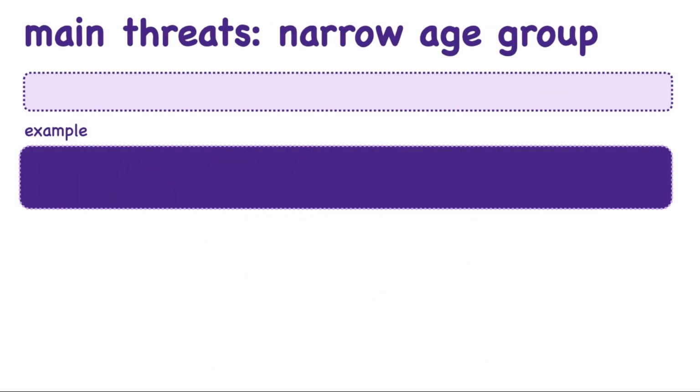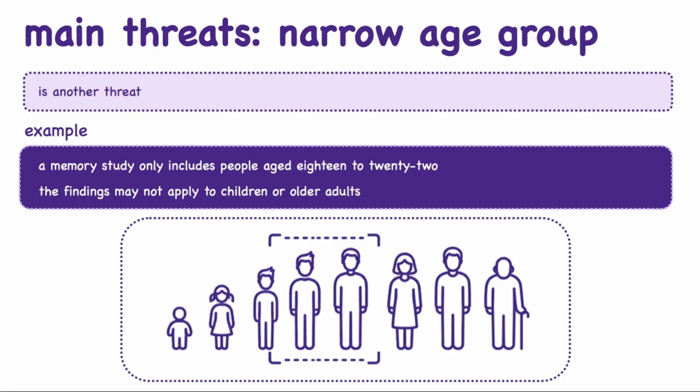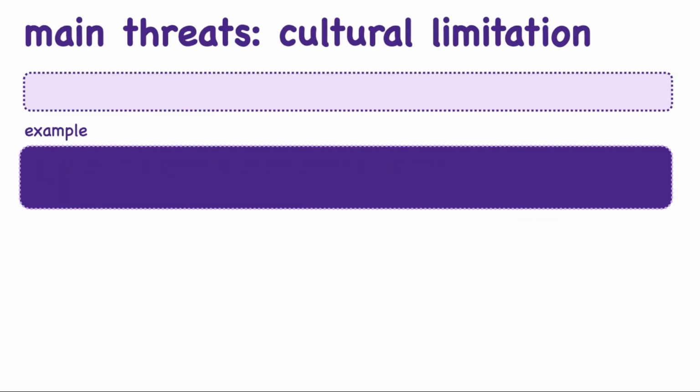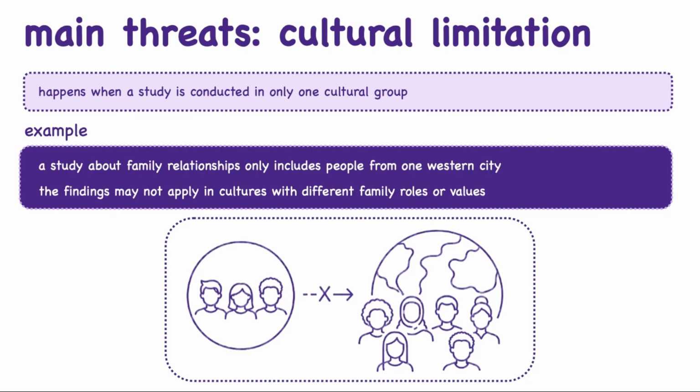A narrow age group is another threat. For example, a memory study only includes people aged 18 to 22. The findings may not apply to children or older adults. A cultural limitation happens when a study is conducted in only one cultural group. For example, a study about family relationships only includes people from one Western city. The findings may not apply in cultures with different family roles or values.